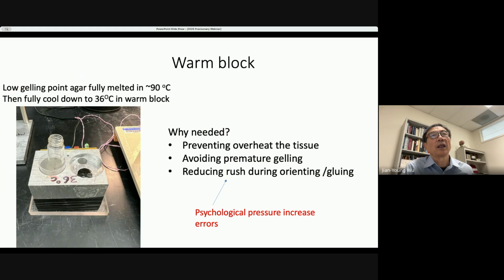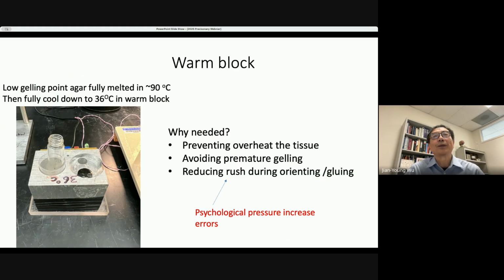So those heating blocks are used for this purpose. You put the high temperature agar, 90-degree melted agar, into this block and keep it for 10 minutes. Then the agar will cool down to 36 degrees and will not damage the tissue. And also, you can keep the agar in liquid form for a long time.